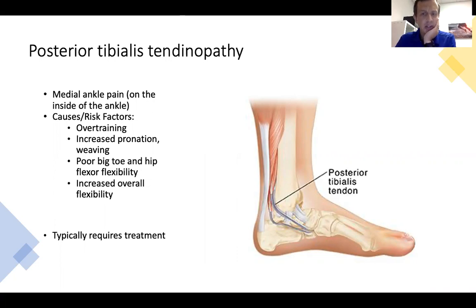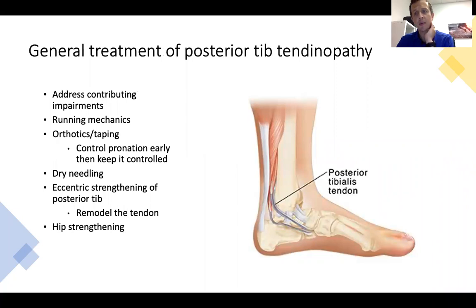Typically pretty easy to treat this. You want to address the contributing impairments, whatever those are, and accommodate for those. Running mechanics, having a nice compact form, avoiding overstriding. Orthotics and taping can help. Particularly, orthotics can help to fix the issue. Taping can help to manage it while you're fixing the problem.